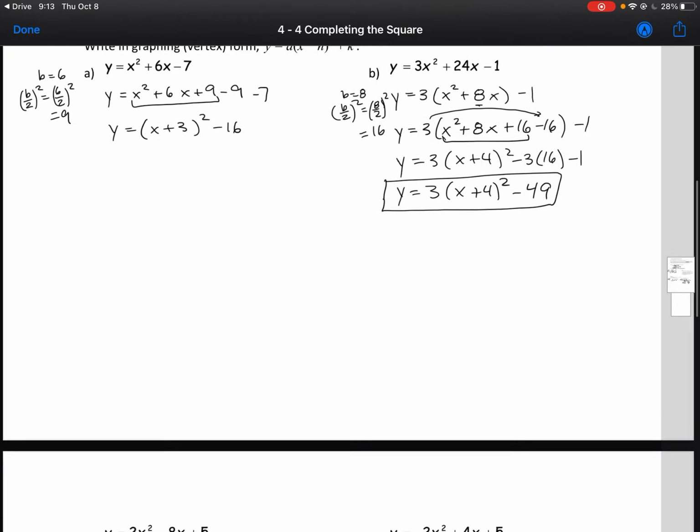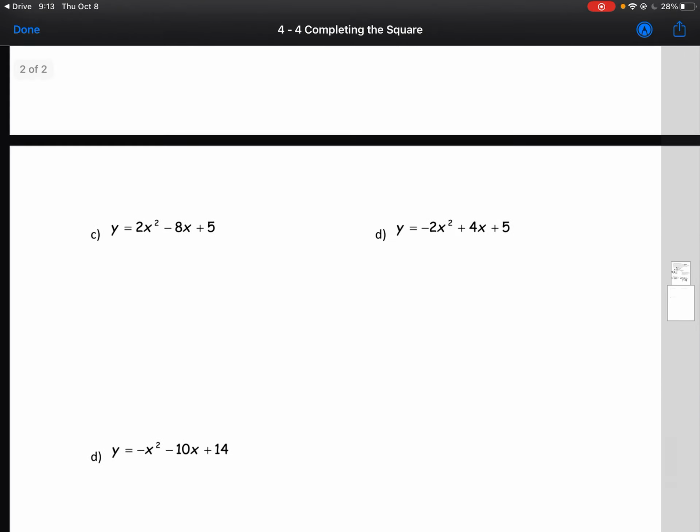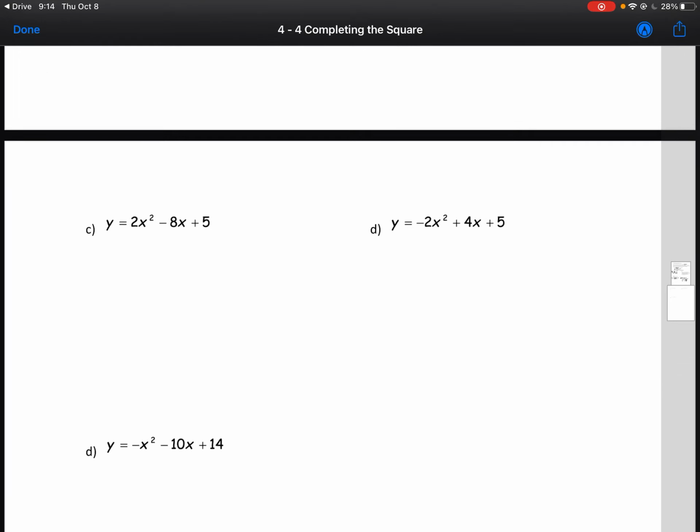Let's do a couple more examples. So here again, I have an a value of 2. So my first step is going to be to factor out 2 out of my first two terms. Again, I'm trying to create a perfect square trinomial. So in order to figure that out, I'm going to look at my b value inside the brackets, and I'm going to divide it in half and square it.